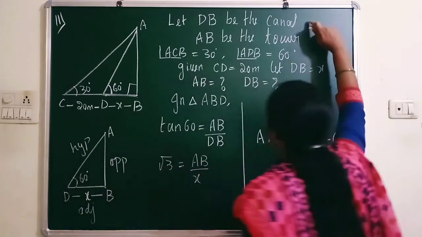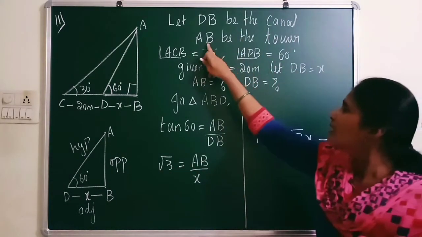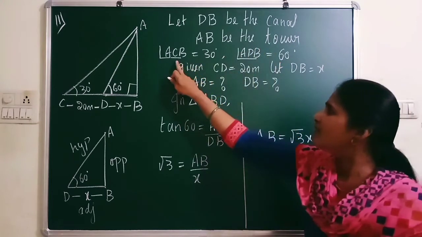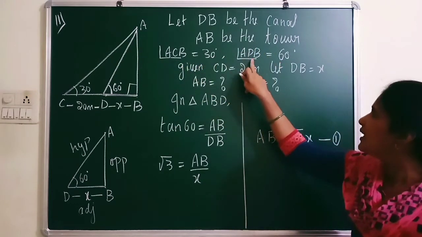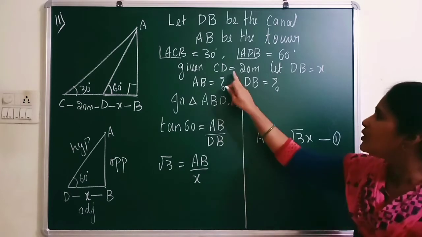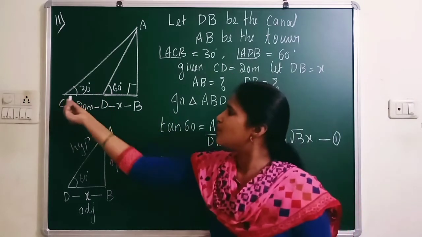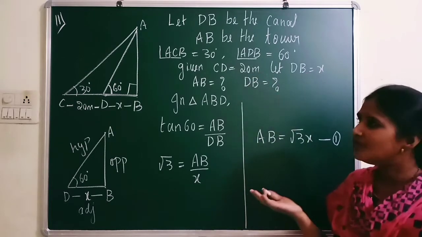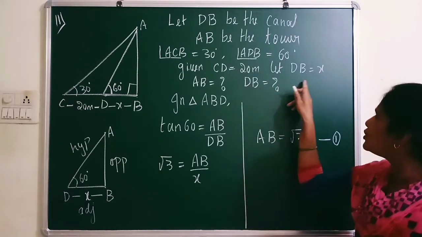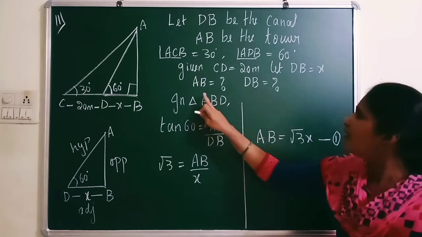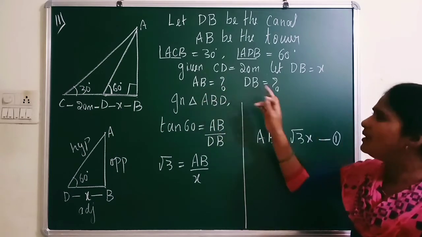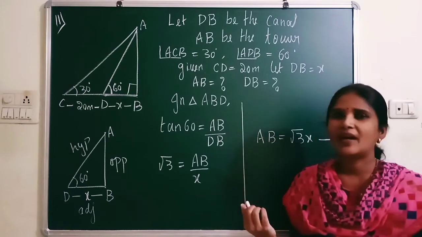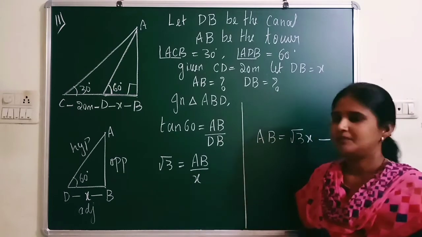Now given, let AB be the tower and DB be the canal, and given ACB equals 30 degrees, ADB equals 60 degrees, and also given the length from this point to this point is 20 meter. Let DB, that is the width of the canal, which we don't know, be assumed as x. We need to find AB and DB both. We have to find the width of the canal, and also the height of the tower.